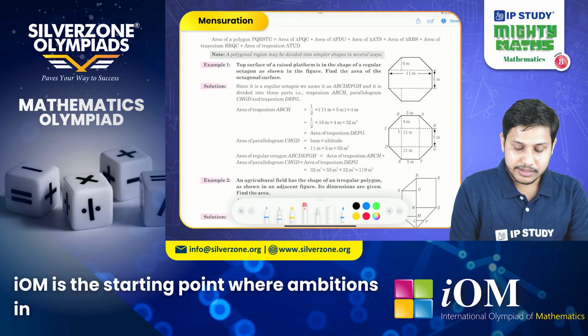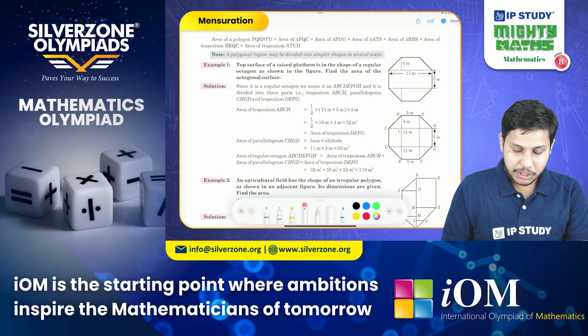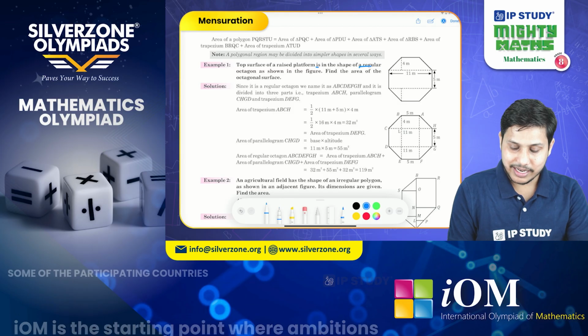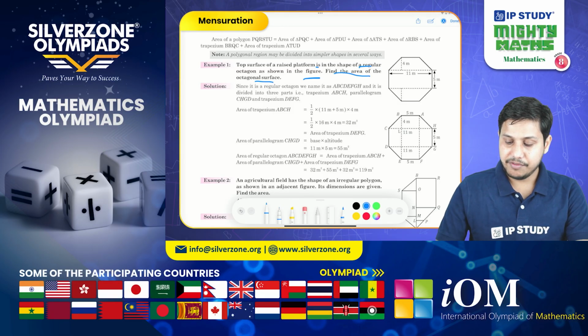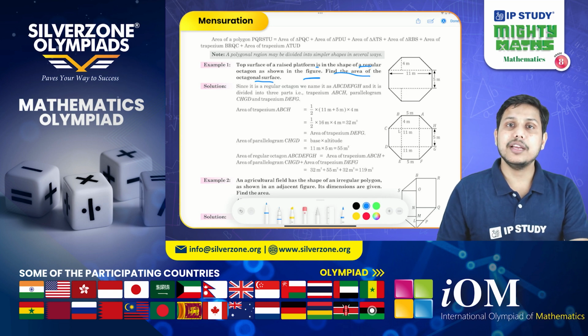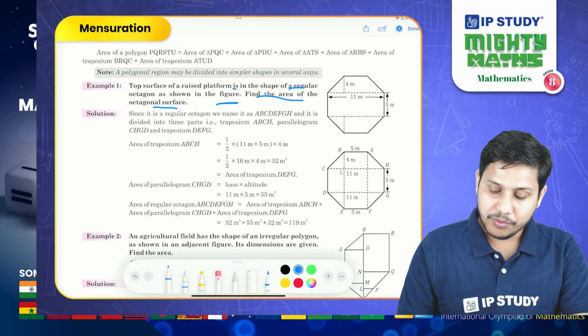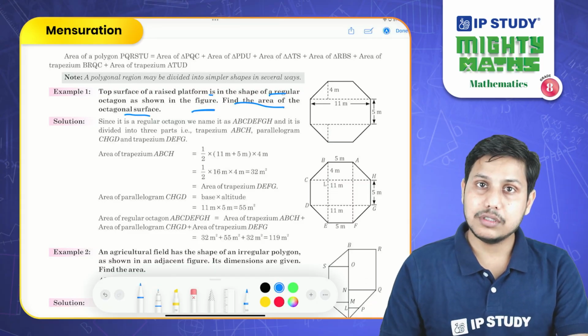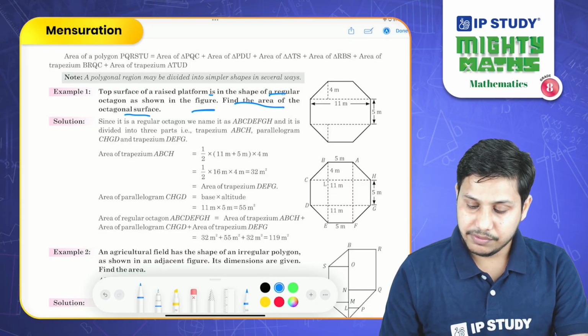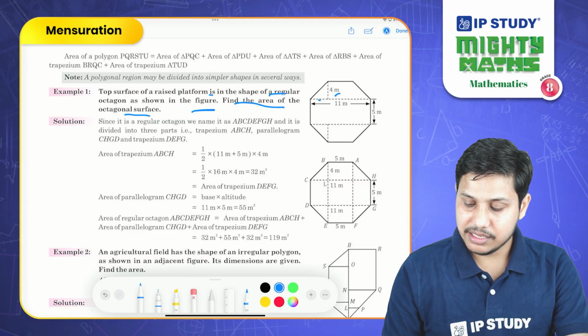So example 1 says, top surface of a raised platform is in the shape of a regular octagon as shown in the figure. Find the area of the octagonal figure. So here we have an octagon. Octagon is a polygon having 8 sides. So we have some data or information regarding the dimension of the octagon. Here we have this 4 meter, this is 11 meter and this is 5 meter.